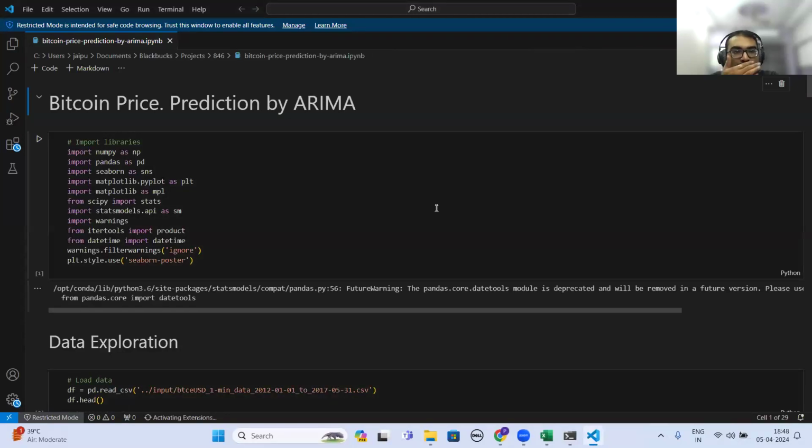Yeah. So these are some of the libraries that have been used over here: NumPy, Pandas, Seaborn, Matplotlib, SciPy, statsmodels.api, itertools, datetime. These are some of the really interesting libraries that we have used.